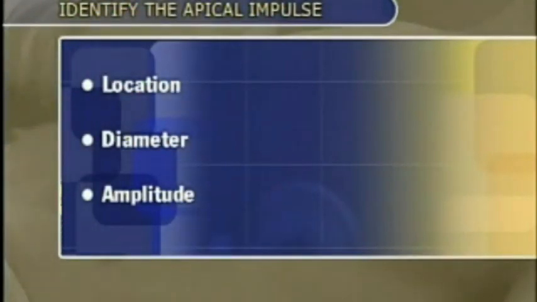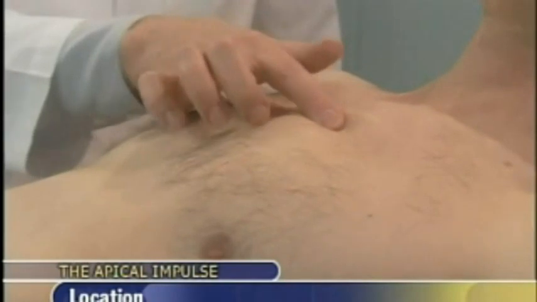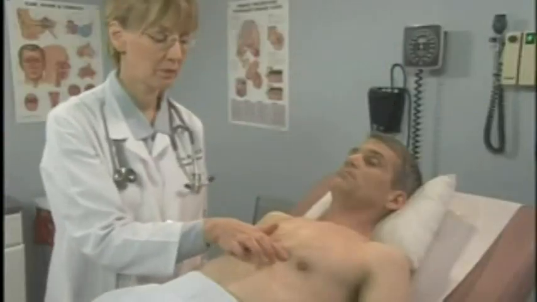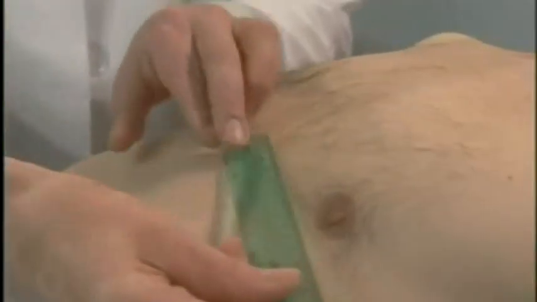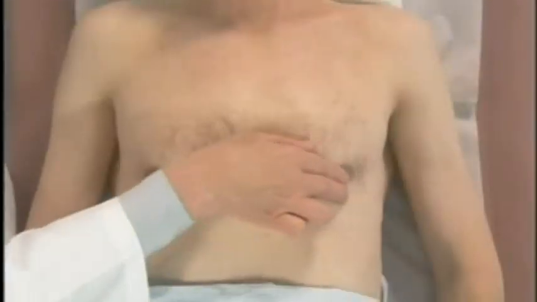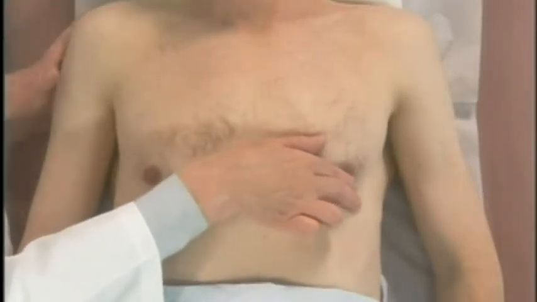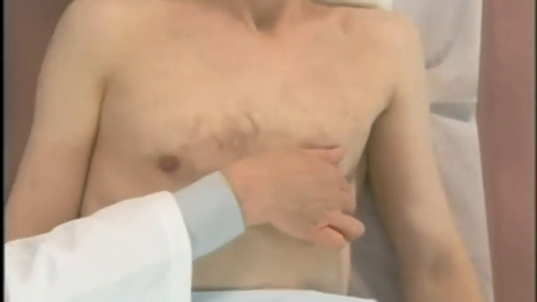You will note its location, diameter, and amplitude. Identify the location of the apical impulse by the interspaces in which you feel it, and by its distance in centimeters from the midsternal line. If you experience difficulty in locating the apical impulse, ask the patient to roll onto his left lateral side. Can you tip over on your left side, please? That is, into the left lateral decubitus position.